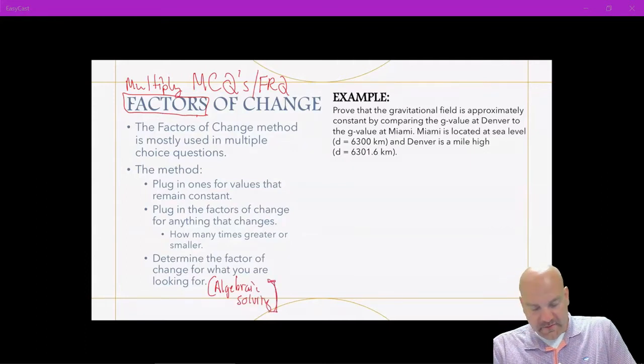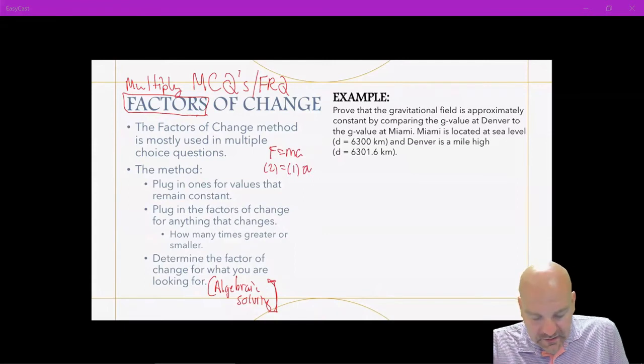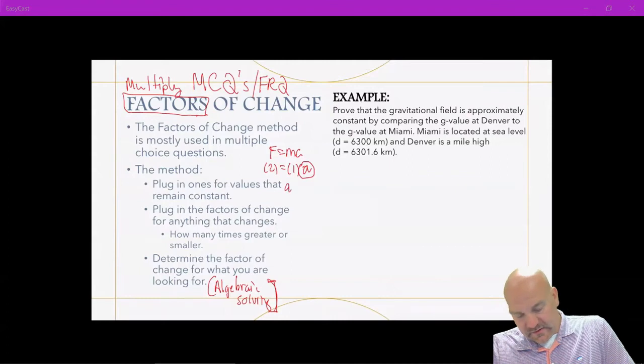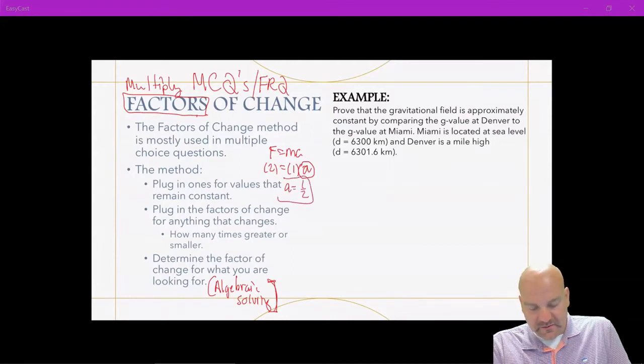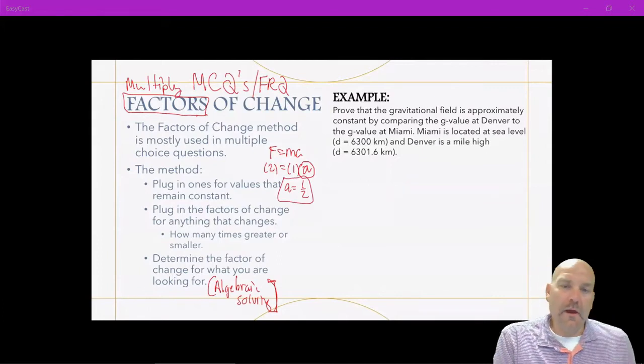Okay, so if I have F equals ma, and I'm doubling the force and I'm keeping mass constant, what happens to my acceleration? Well, I need to solve for a, okay, to determine what happens to my acceleration. So in that case, if I doubled my force, that means I doubled my acceleration.